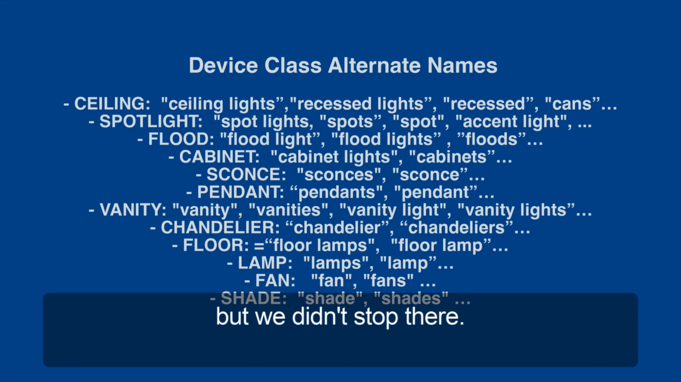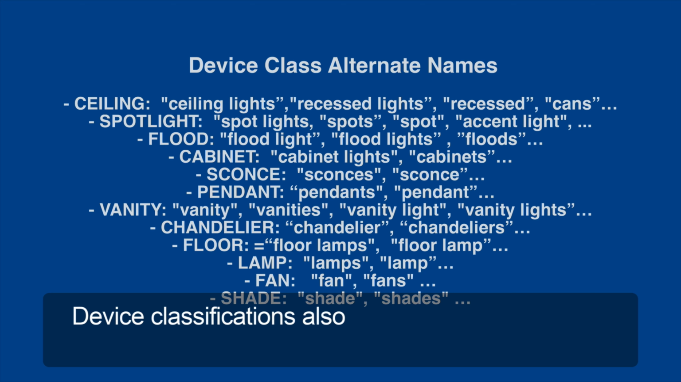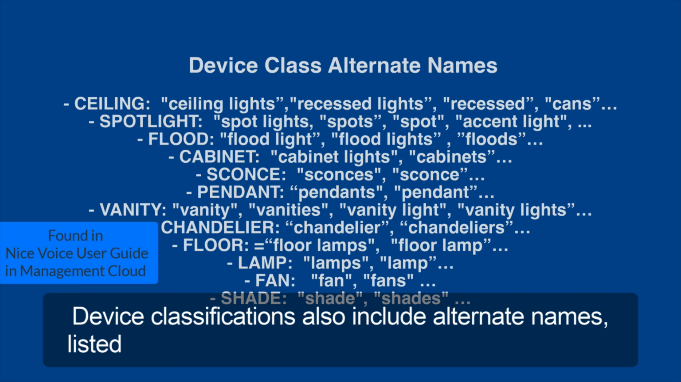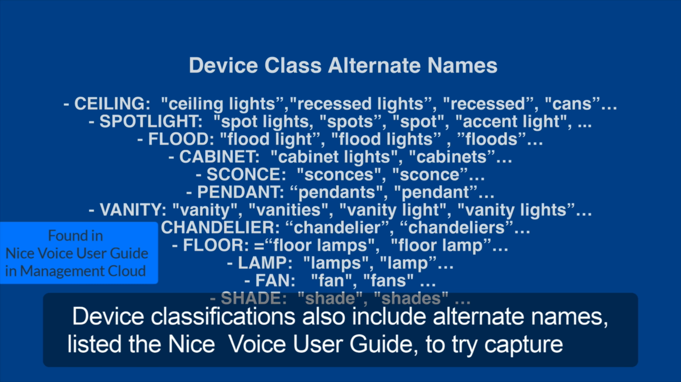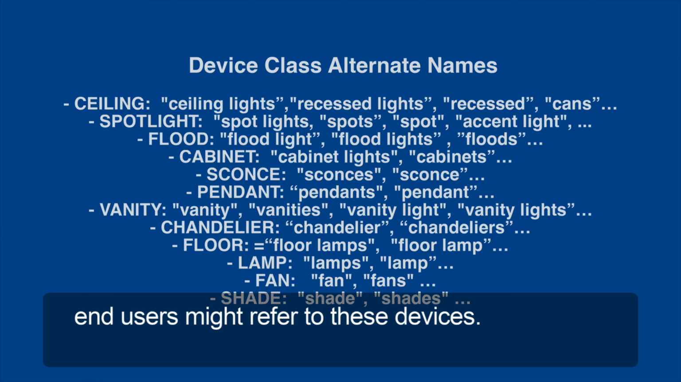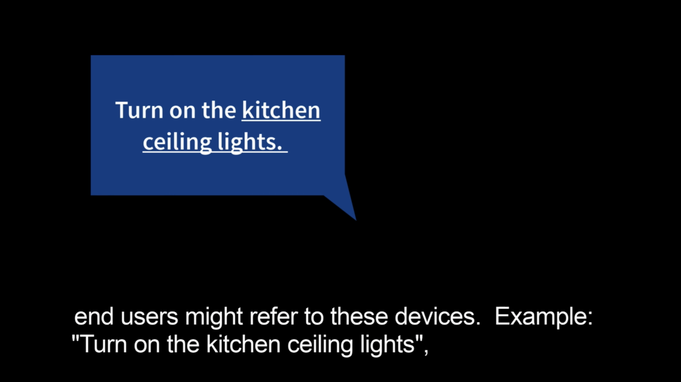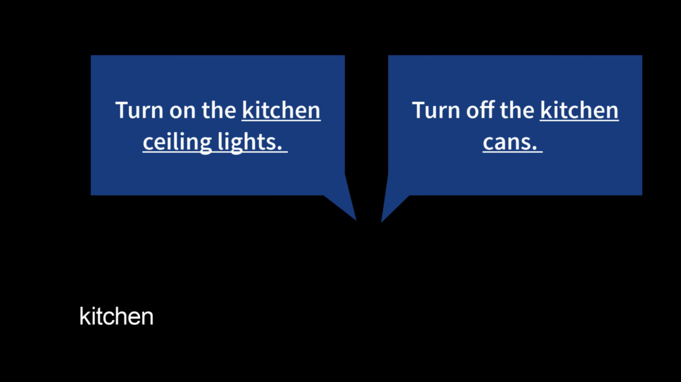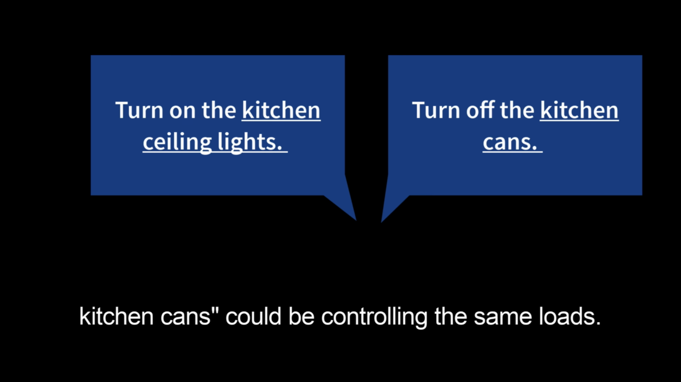But we didn't stop there. Device classifications also include alternate names listed in the Nice Voice user guide to try to capture how end users might refer to these devices. Turn on the kitchen ceiling lights and turn off the kitchen cans could be controlling the same loads.